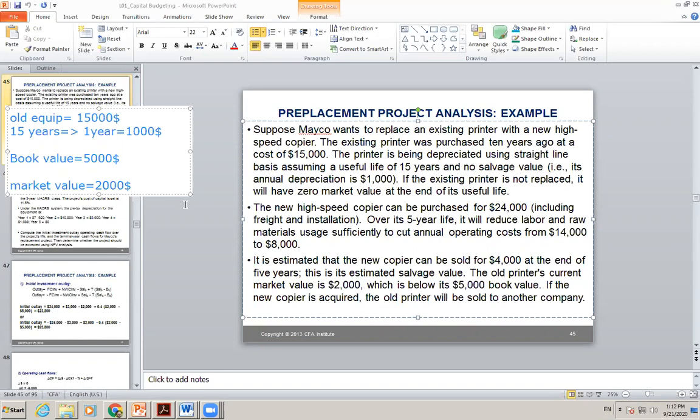So this is the logic. I wanted you to understand the case itself. So we're going to apply this case in the spreadsheet.